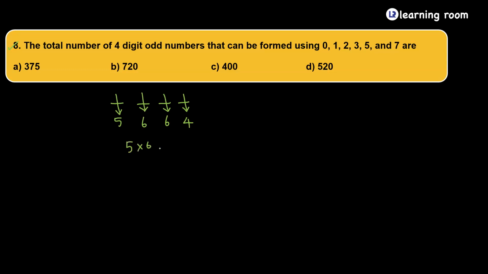So 5 into 6 into 6 into 4 using the fundamental principle of counting. So how much is it going to be? 24 into 30. 24 into 30 is 720. So this should be the answer. Correct.